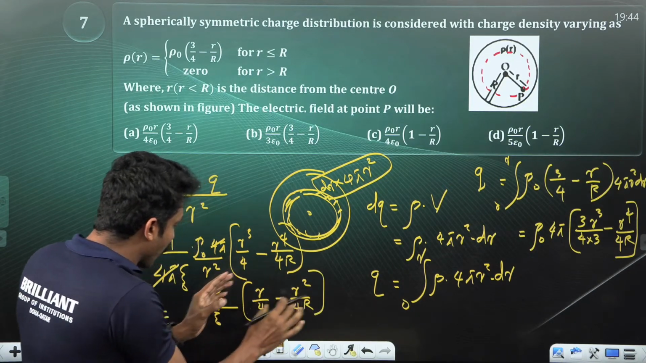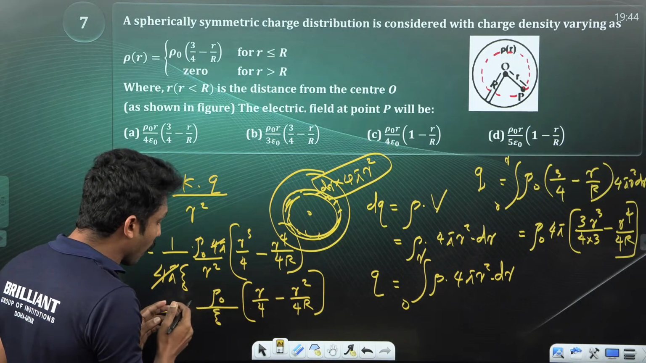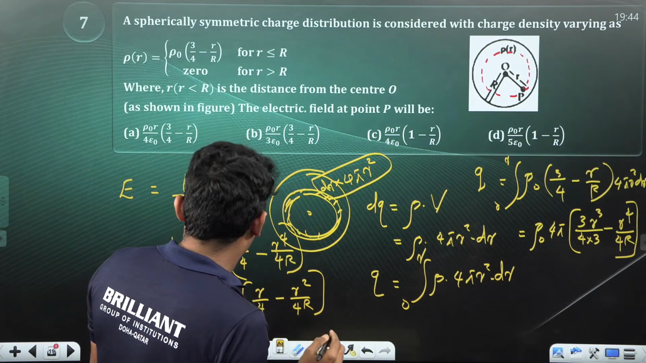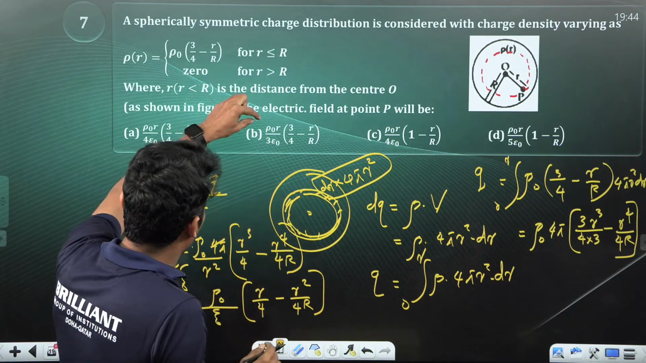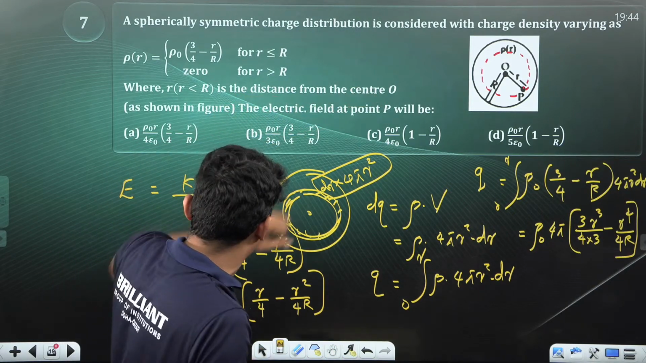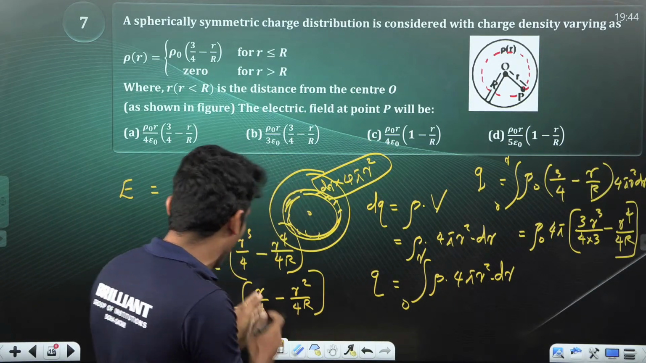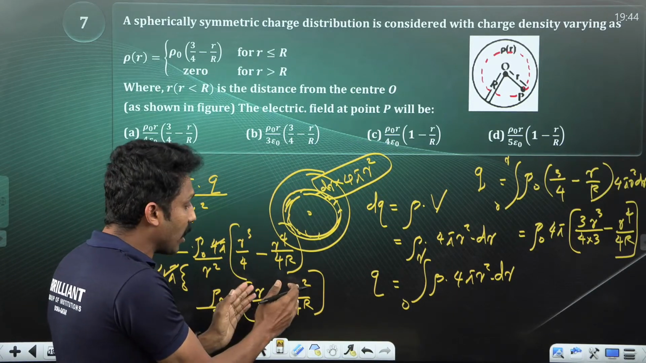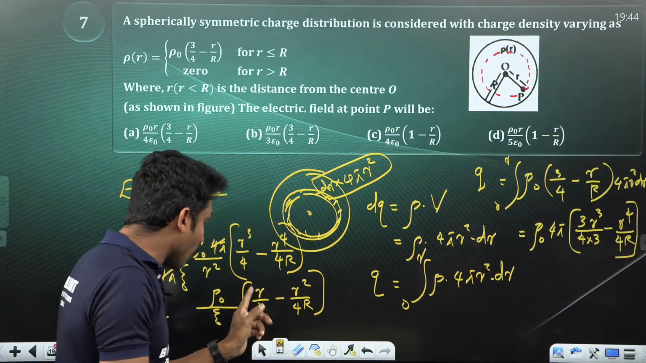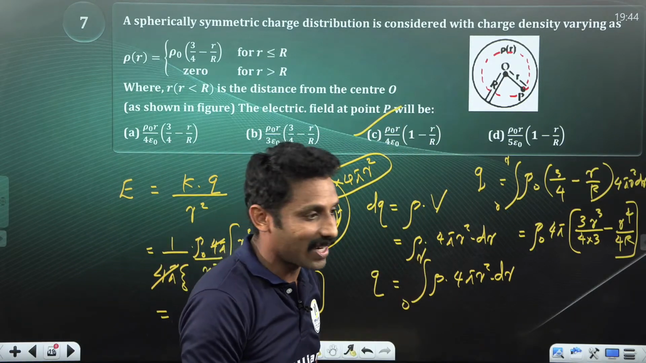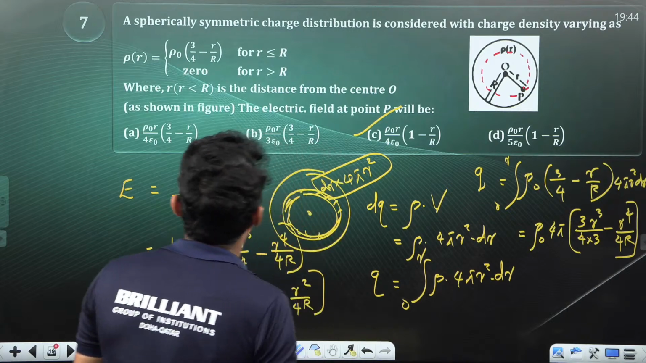Now r by 4 also can be taken out. Then what value are we having? Rho naught r by 4 epsilon 0, into (1 minus small r by capital R). The answer is option C. Understood? Yes, option C is the answer.